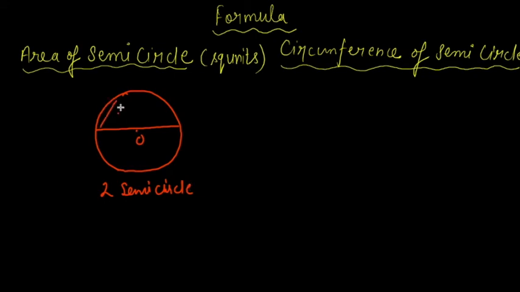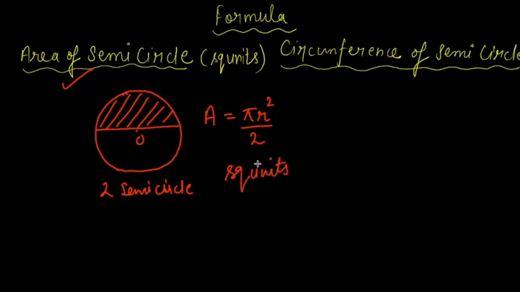Now when I am talking about the semicircle, it is exactly half of the circle. It means if the area of the circle was pi r square, then the area of the semicircle will be exactly half of it. So this becomes the area of the semicircle, pi r square upon 2, which is again measured in square units. I am again repeating, since we know that the area of the circle is pi r square, but a semicircle occupies half of the region as compared to the circle. Therefore, the area of the semicircle will be half of it, right?